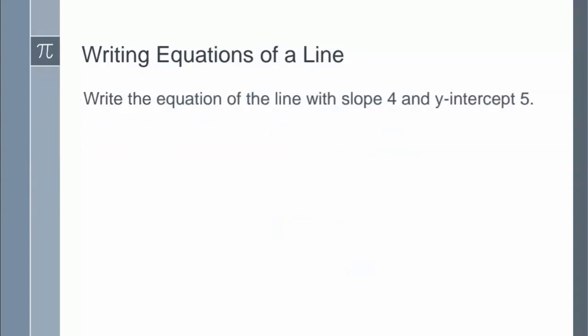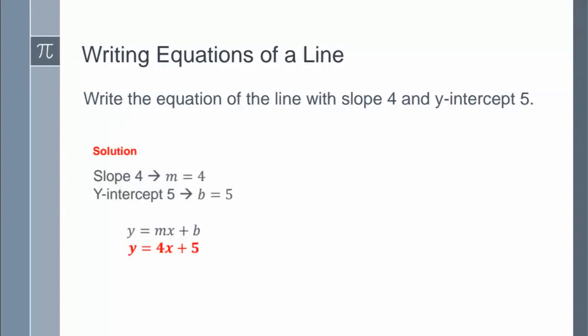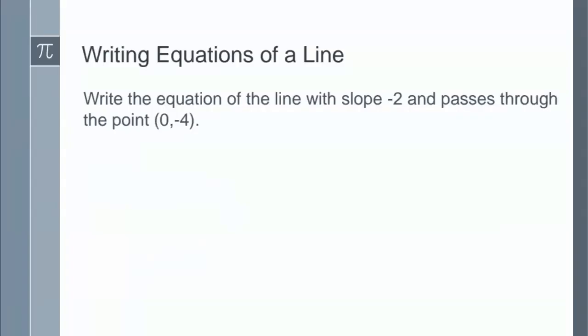So let's look at some examples. Let's say I give you this: write the equation of the line with slope 4 and y-intercept 5. In this problem, they already give me the slope. So I'm going to say that m is equal to 4 and the y-intercept b is equal to 5. If I look at this form here, I can simply substitute the values of m and b, and it's going to provide me with the equation y equals 4x plus 5.